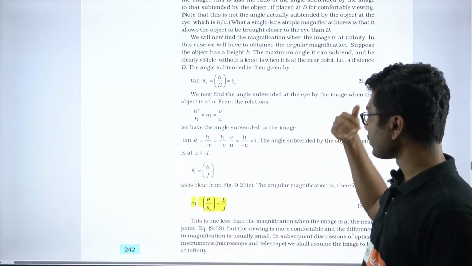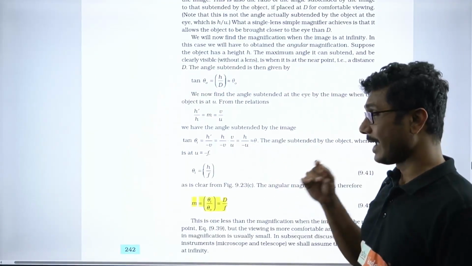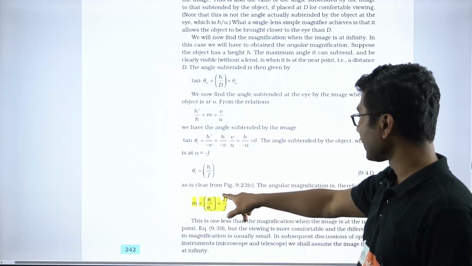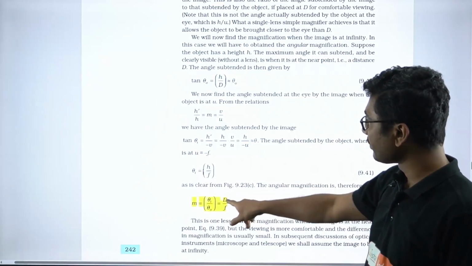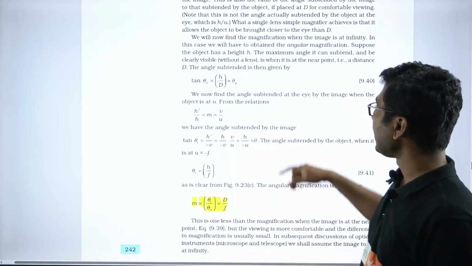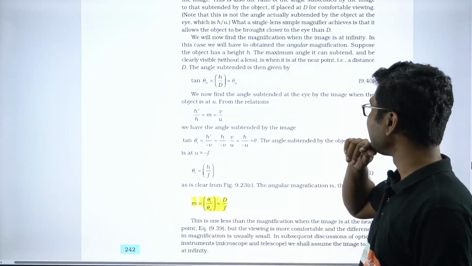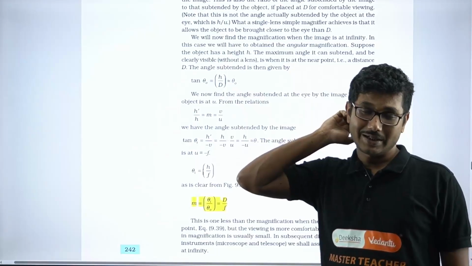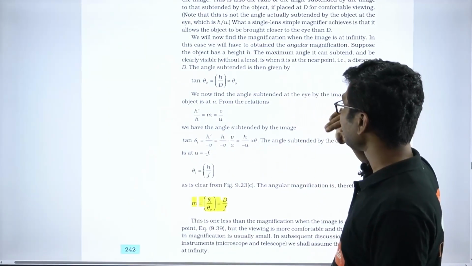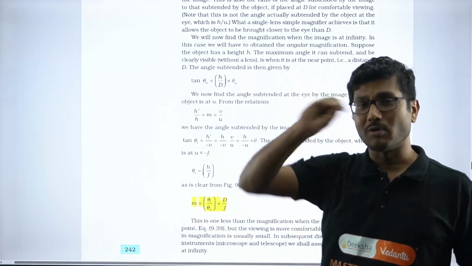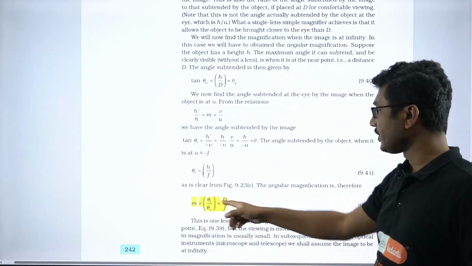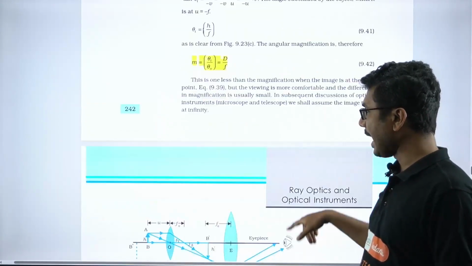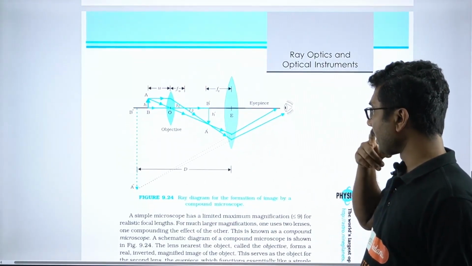And in the case of a small angle, as is clear from the figure, the angular magnification is given by D by f. If the angle subtended at the eye by the final image is very, very small, because the object is very far, then you get the magnification to be directly D by f. And this is a compound microscope.